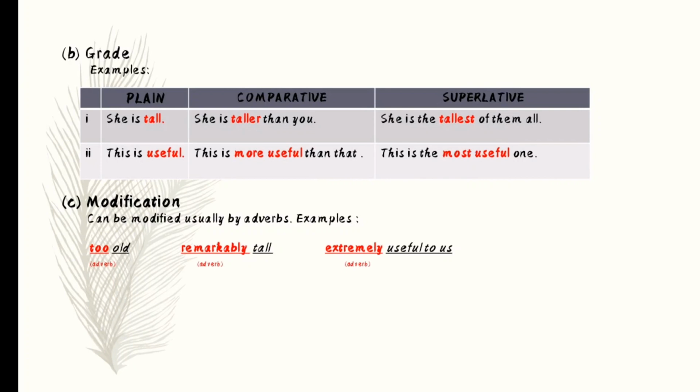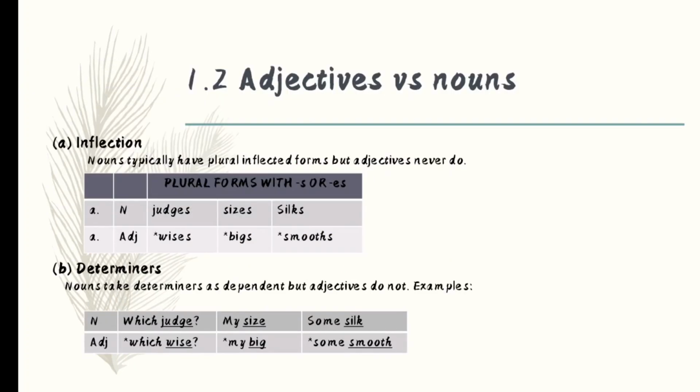The next material is about adjectives versus nouns. In this section, we pick out a selection of the most decisive properties that distinguish between nouns and adjectives. 1. Inflection. Nouns typically have plural inflected forms. Adjectives in English never do. Conversely, many adjectives have comparative and superlative inflected forms, but no nouns do.